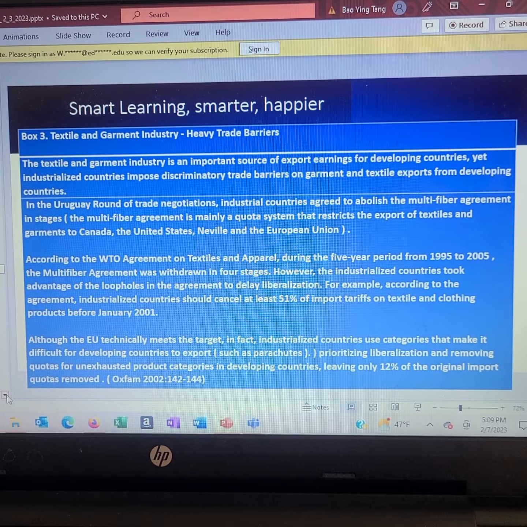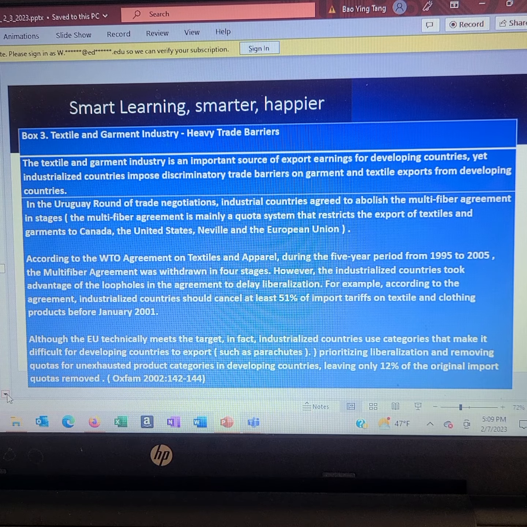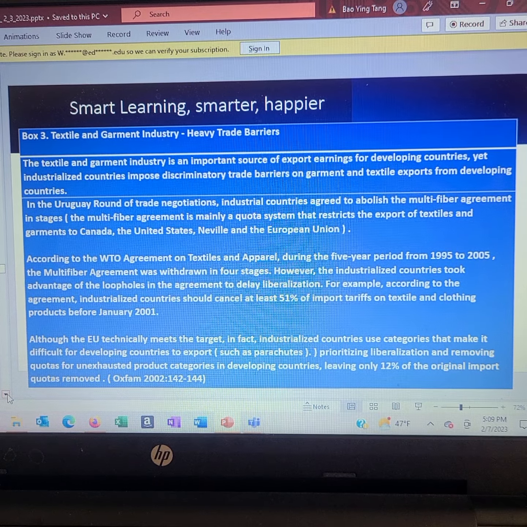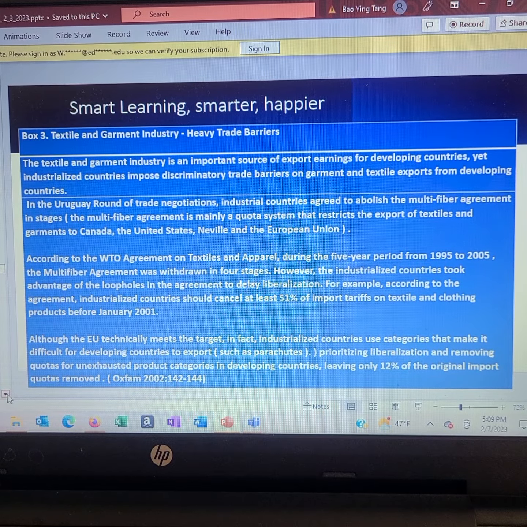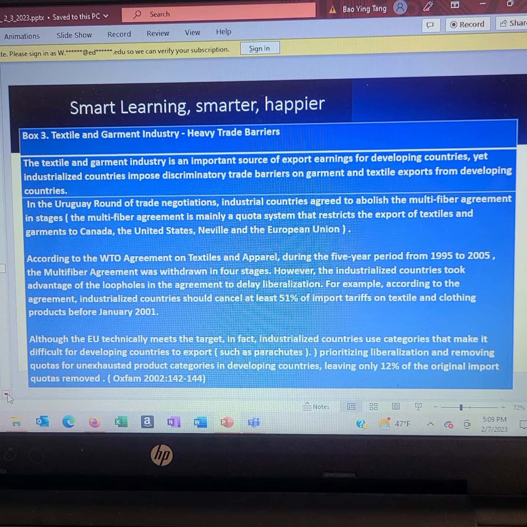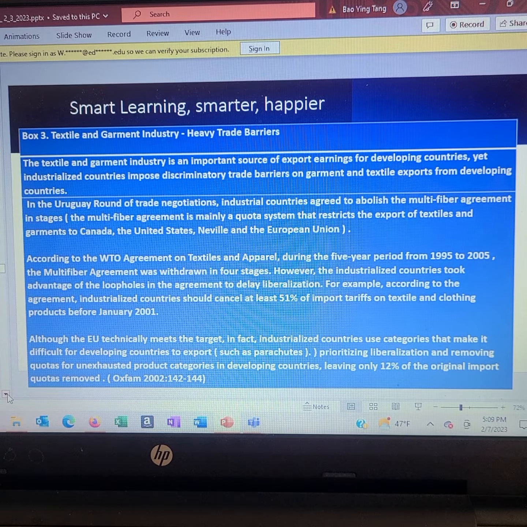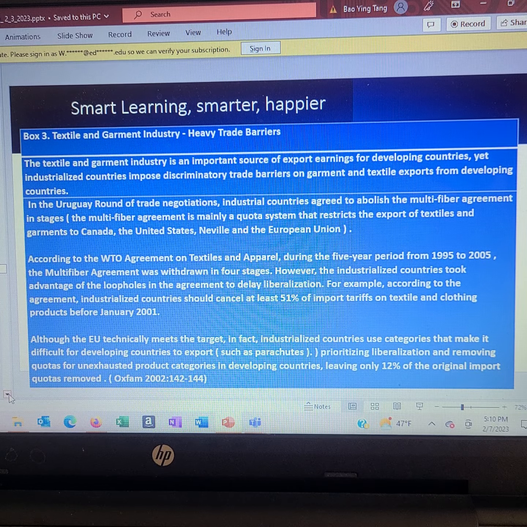So here is box 3 about the textile and garment industry, which has heavy trade barriers. The textile and garment industry is an important source of export earnings for developing countries. Yet industrialized countries impose discriminatory trade barriers on garment and textile exports from developing countries. In the Uruguay round of trade negotiations, industrial countries agreed to abolish the multi-fiber agreement in stages.